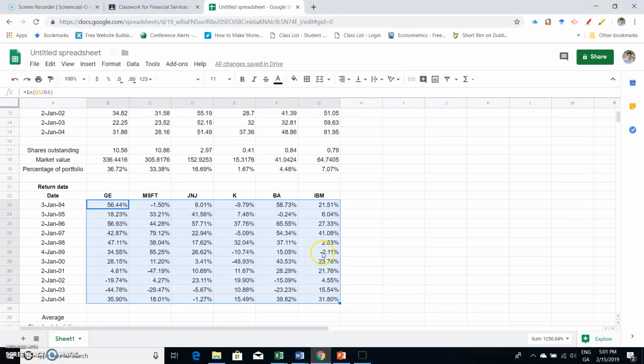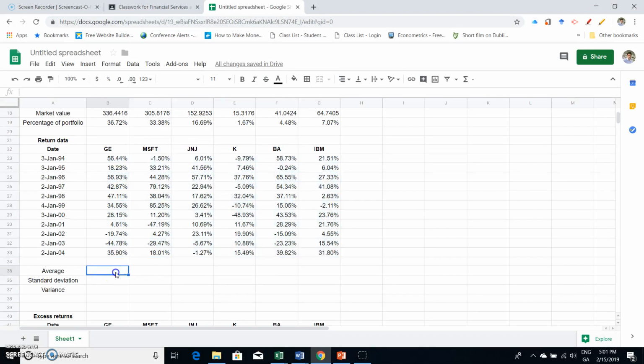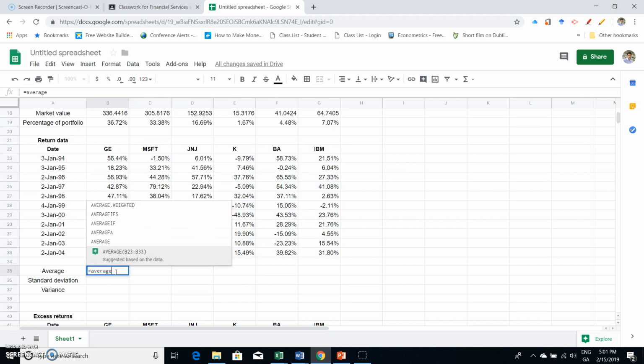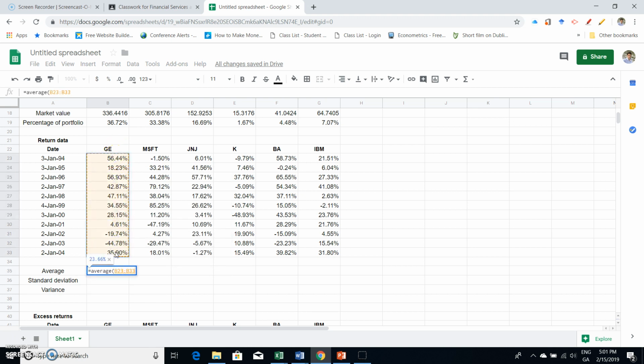Figures here are generally positive, but there were some negatives, and the tech stocks, of course, were hit hard after 2000. So it's incumbent upon us then to estimate the average. We put in average, and we can use the same as before. We can take the average of these, and we get 2366, and we can pull across, and we get each of the averages. That's fine. And then what about the standard deviation?